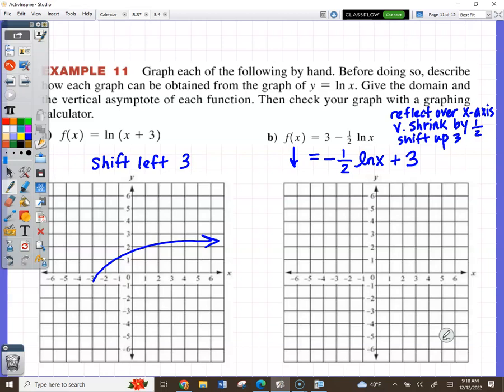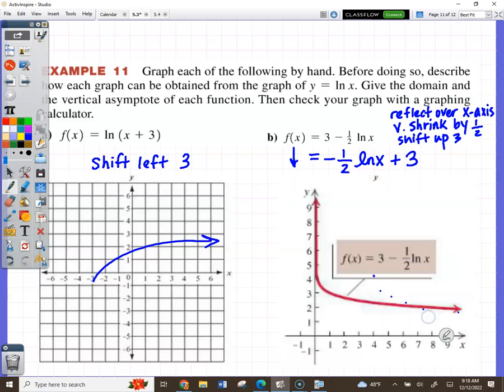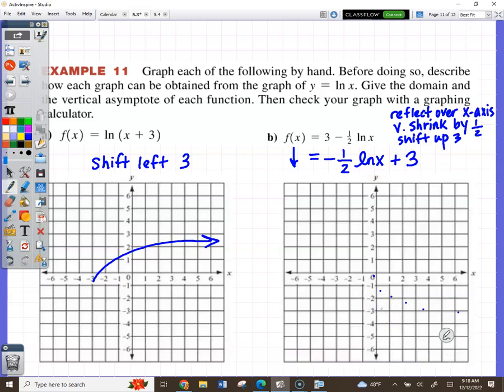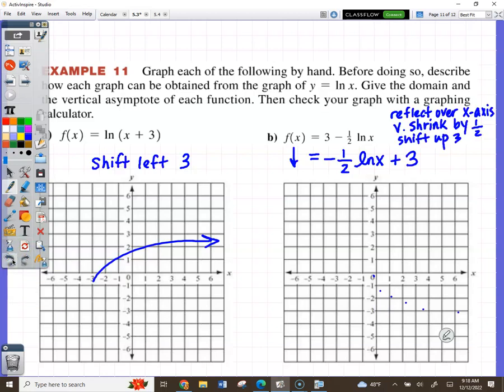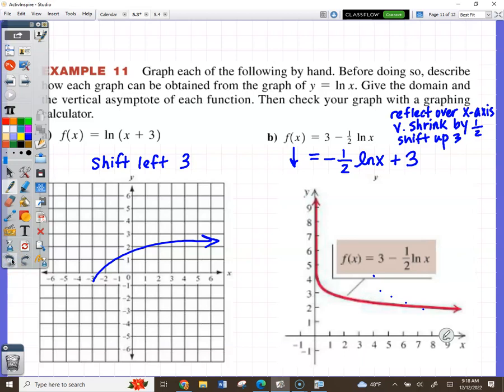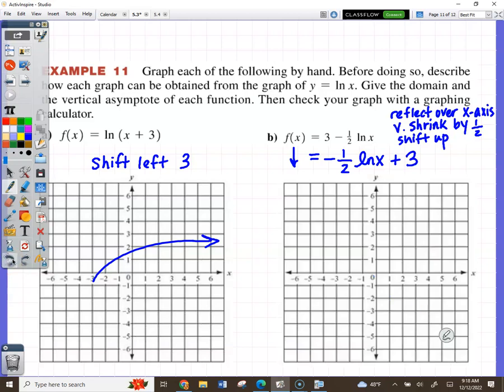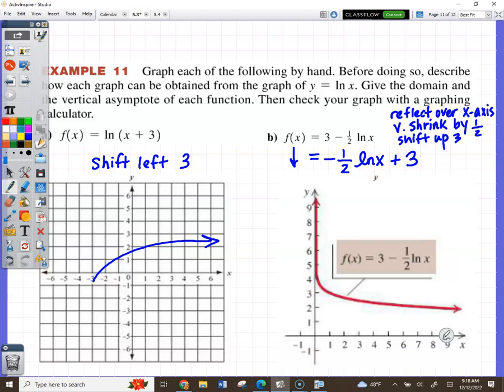So if it reflected down, well, oh my gosh, I did too much. Stand by. There we go. So just kind of sketch up in quadrant 1.